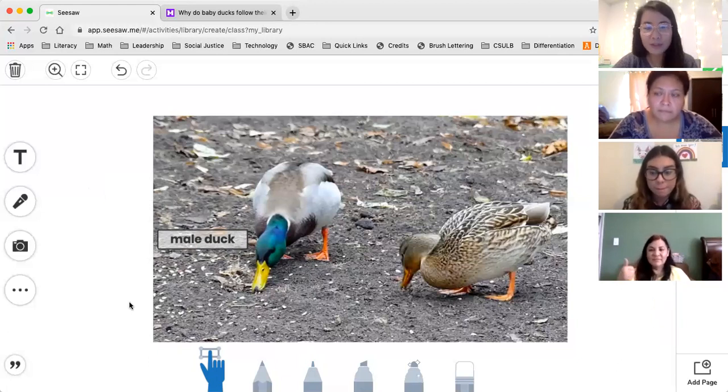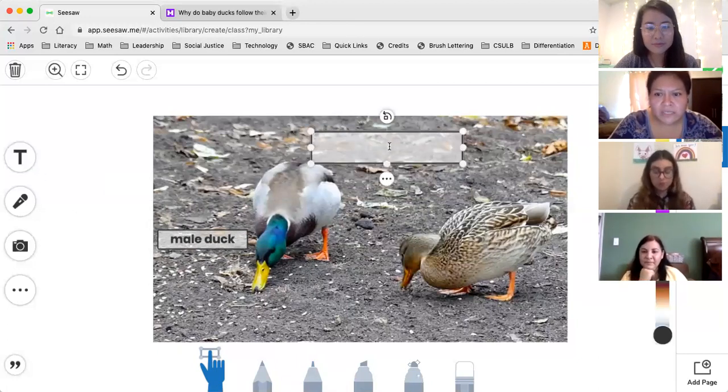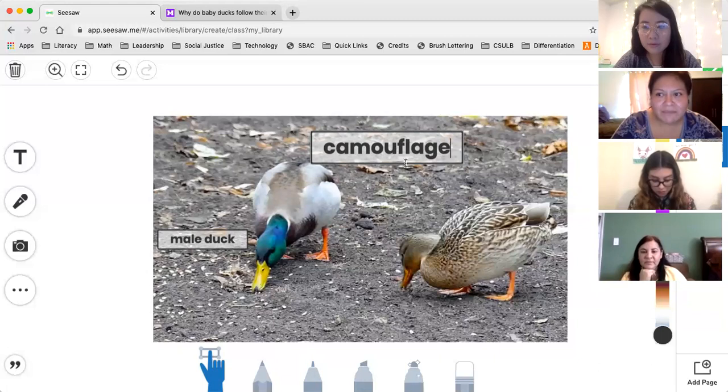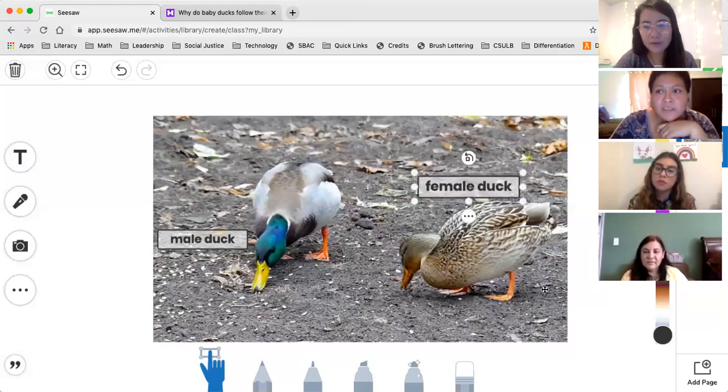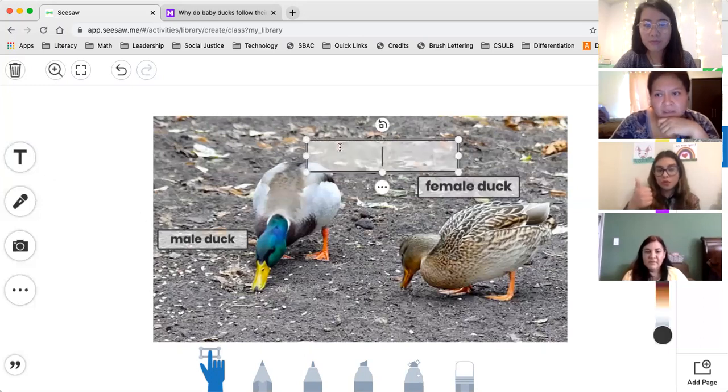Any other text features I can add to this photograph, Miss Rosales? I wanted to mention the word camouflage, referring to the feather color on the mother duck. Great. I guess I would say female duck. Oh, you want to add female duck? Okay, let's add female duck as a label. But for camouflage, should we use it as a label or a caption? What do you think? If it's just one word, it would be a label. If we use it in content to describe the picture, it should be a caption.